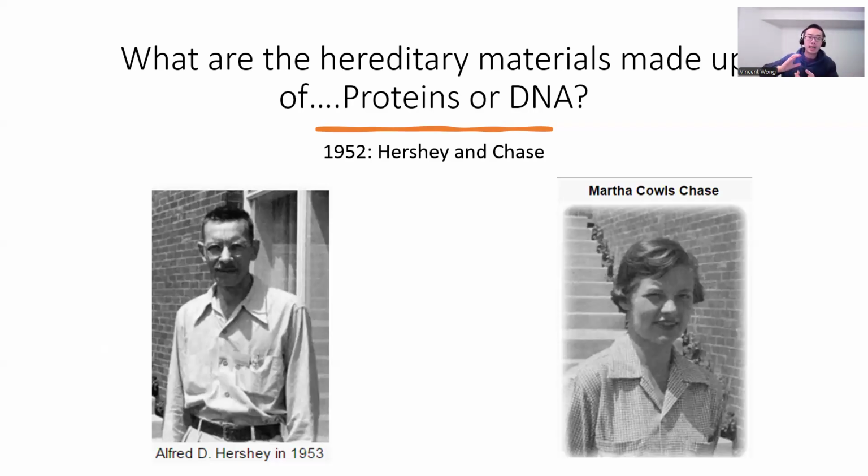But then DNA is also a very complicated molecule that has very elegant structures, and some people believed that that would be the hereditary material instead. And so people went back and forth and didn't really know. There was no experiment to show it one way or the other until 1952, when a pair of scientists by the name of Hershey and Chase conducted a set of experiments that would definitively show DNA is indeed the hereditary material and not proteins.